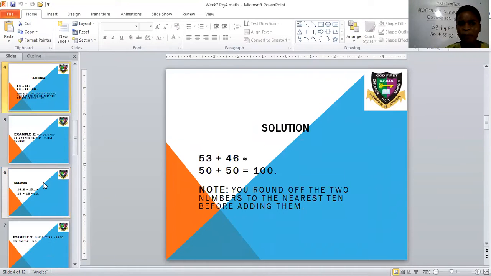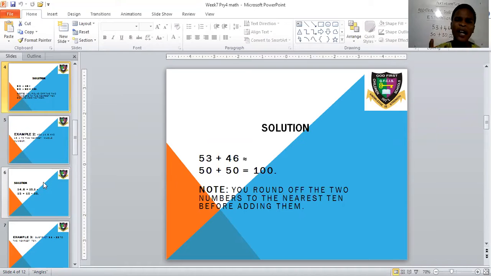So now, looking at the solution we have here, we have 53 plus 46, just like we did there, is approximately what? 53 becomes 50. Then 46 is also 50, which should give you approximately 100. Good.